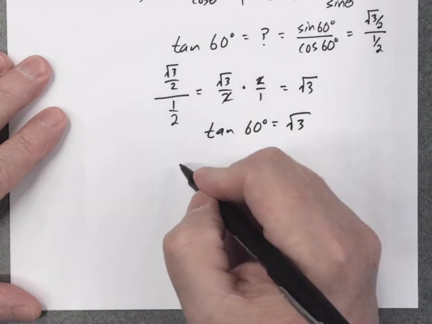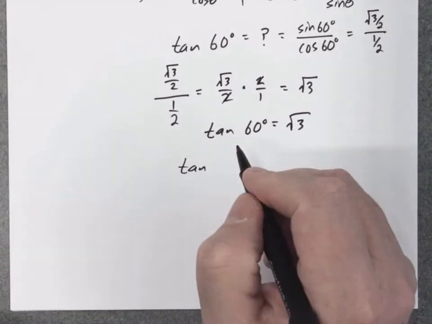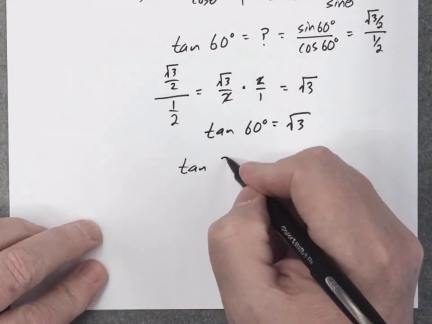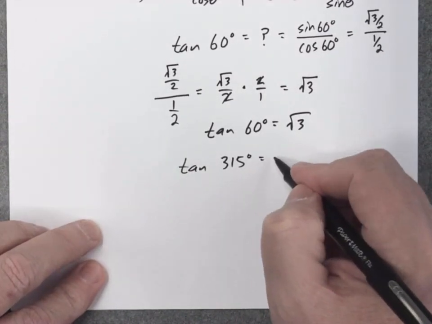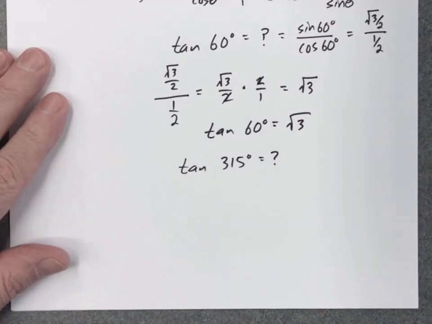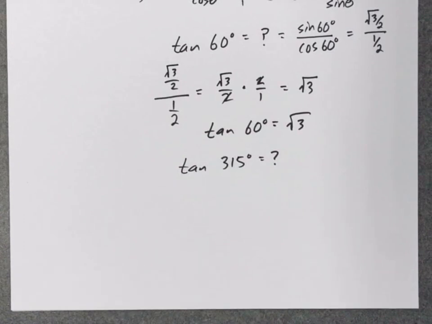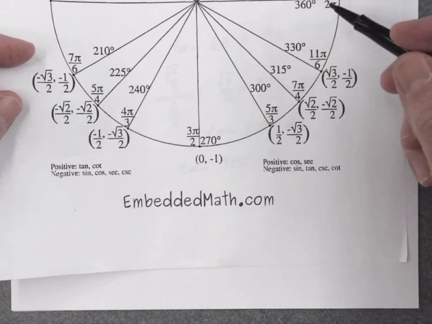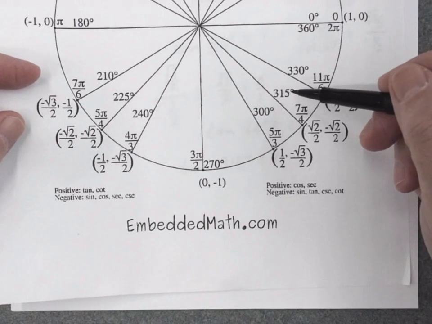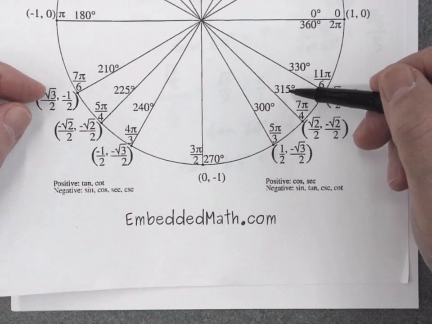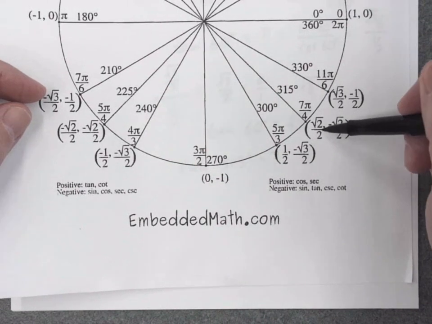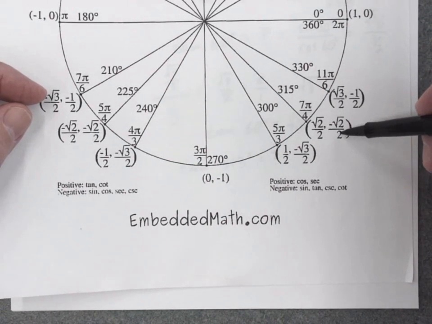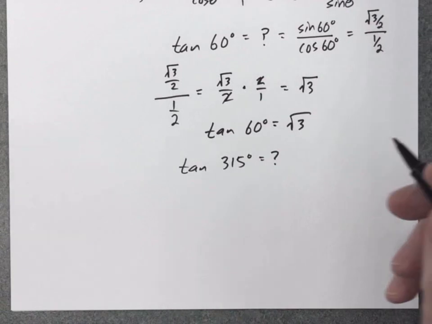How about the tangent of 315 degrees? This is actually a special angle that's on the unit circle. It's down here. Since I'm looking for a tangent, I'm going to do sine over cosine. Negative square root of 2 over 2 over square root of 2 over 2.